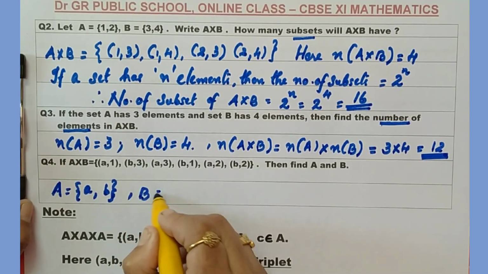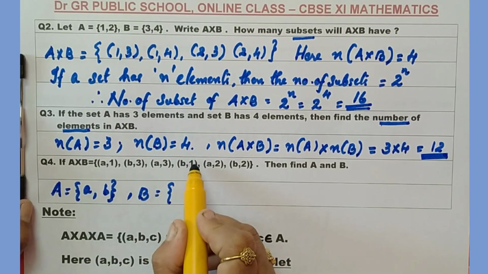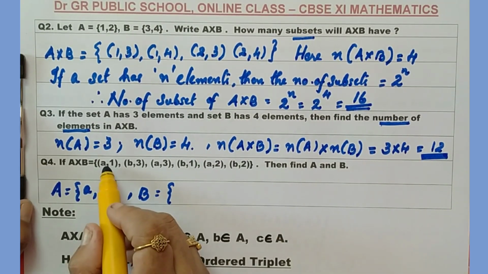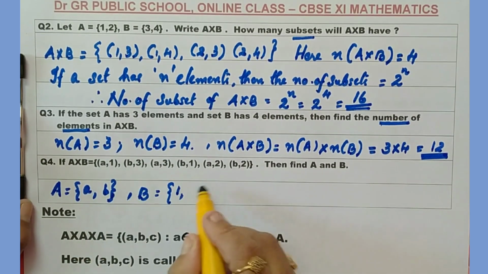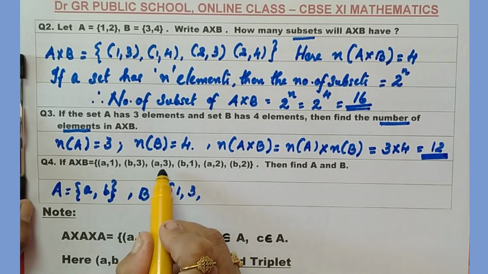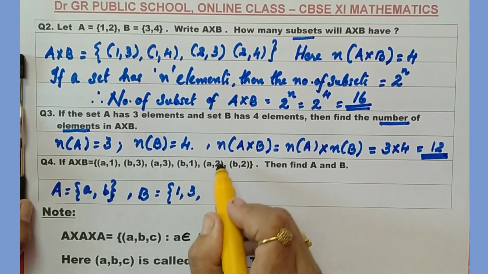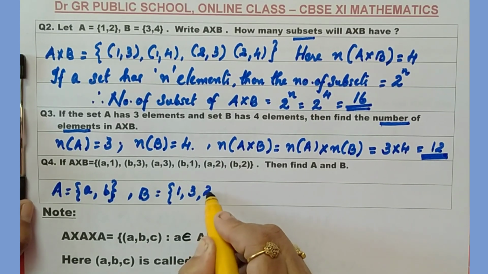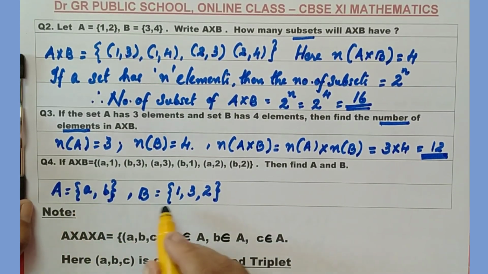Now, I need to write the set B. You know that in the cross product, the second elements constitute the set B. Here, the second element is 1. Here the second element is 3. Here also 3, no need to repeat it. Here also 1, already written. Now the second element is 2. Here also 2. So these are the sets A and B.